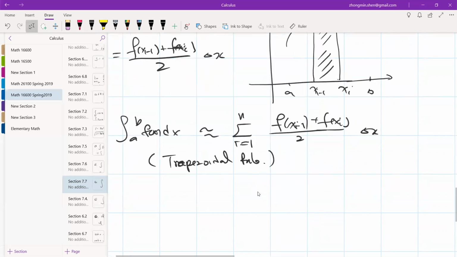You know, you watch a movie when you're young, right? Simpson. I don't know, it's the same. It's not simple. It's a common last name.